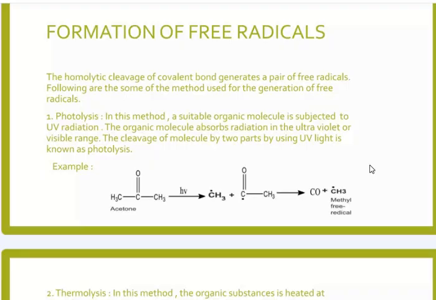Now formation of free radicals. You can see acetone, when treated with light, gives this free radical and this free radical. So homolytic cleavage of a covalent bond generates a pair of free radicals. Following are some of the methods used for the generation of free radicals. Photolysis. In this method, a suitable organic molecule is subjected to UV radiation. The organic molecule absorbs radiation in the ultraviolet or visible range. The cleavage of molecules into two parts by using UV light is known as photolysis.